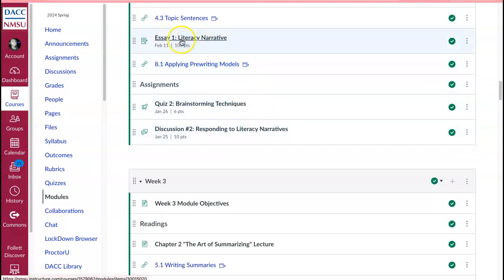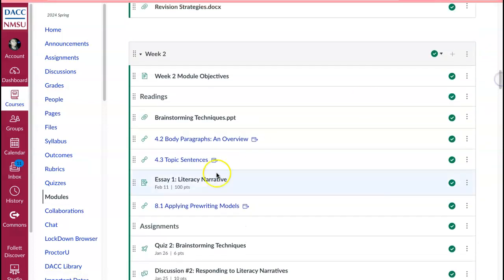Sometimes I'll go ahead and put essay 1. It doesn't mean that the essay is due that week. Like for example, the literacy narrative is not due on week 2. It's actually due February 11th. But the reason I put it here is because you want to make sure that during week 2, you read the instructions for this essay and you start working on it.